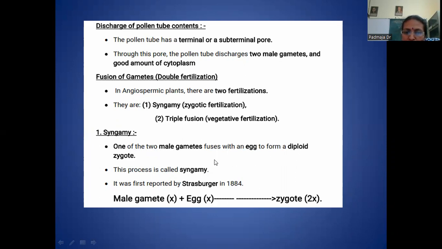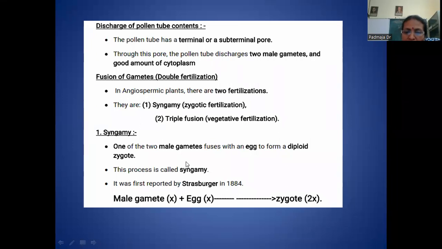So syngamy means one of the two male gametes fuses with the egg to form the diploid zygote. This is called syngamy, and it was first reported by Strasburger. You see here, syngamy S, Strasburger S. So he is the person who reported it in the year 1884.